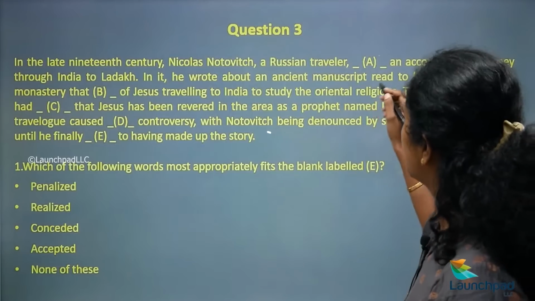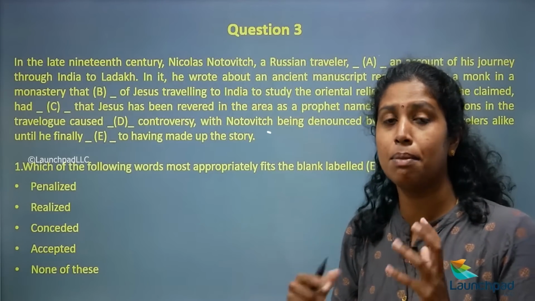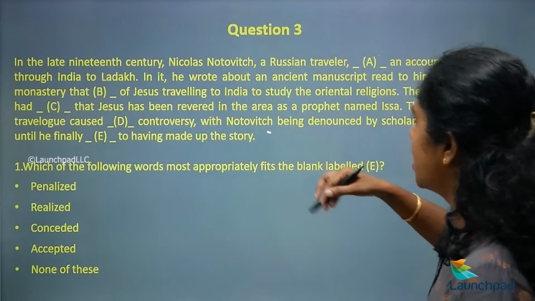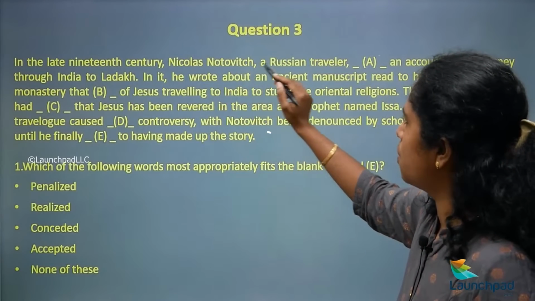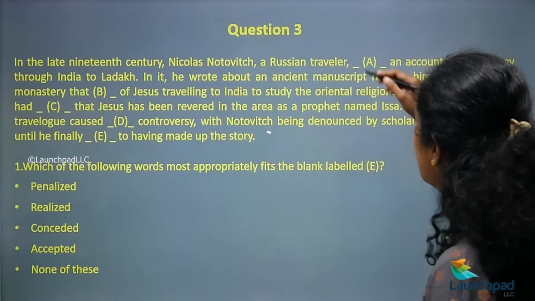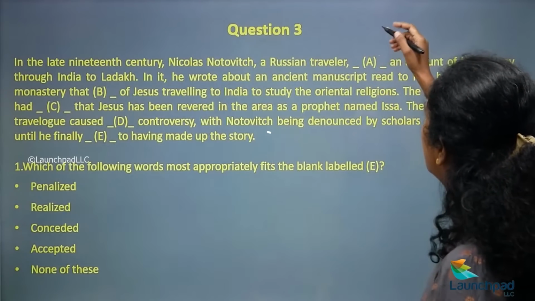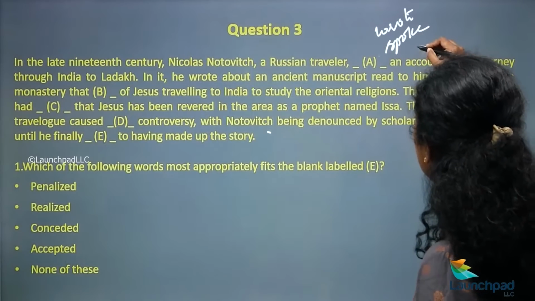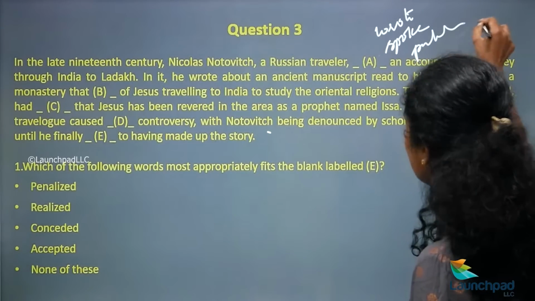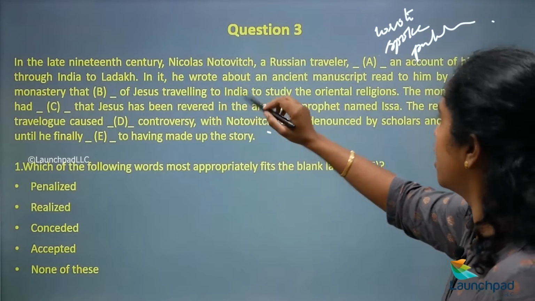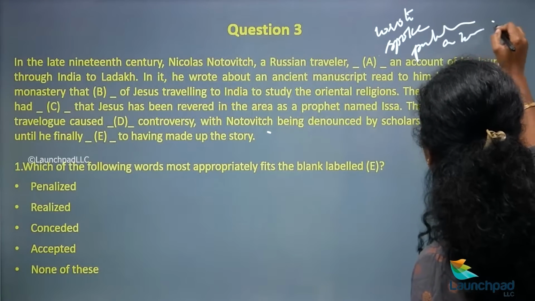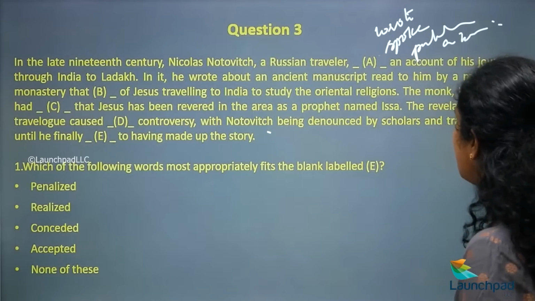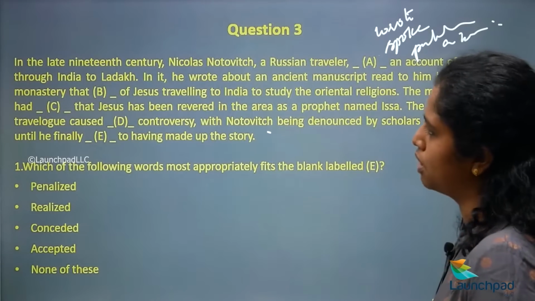So now what we are going to do is try and come up with words that may fill in these blanks, right? So Nicholas Notovich, a Russian traveler, dash an account of his journey. Maybe he wrote about it, spoke an account, or he published something like that. Okay, in it a book, something, he published a book or something. Yes. So next, in it he wrote about an ancient manuscript read to him by a monk in a monastery.